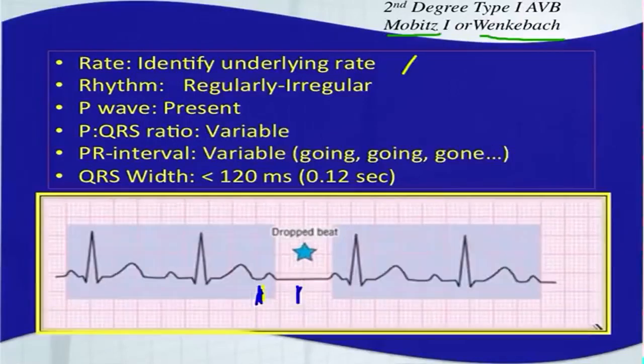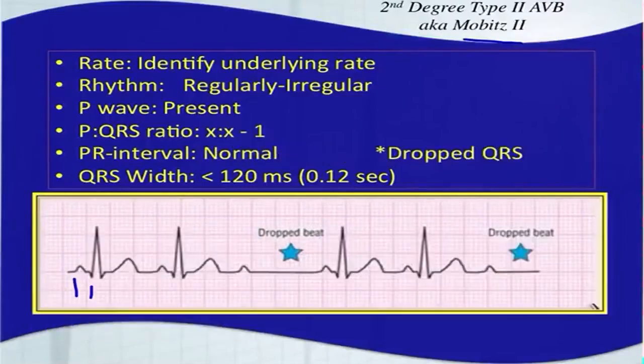Let's take another look. Notice how this PR interval is getting longer before the dropped beat. And with Mobitz 2, your PR interval stays the same where it exists. So everywhere you have a PR interval, it's going to stay consistent.